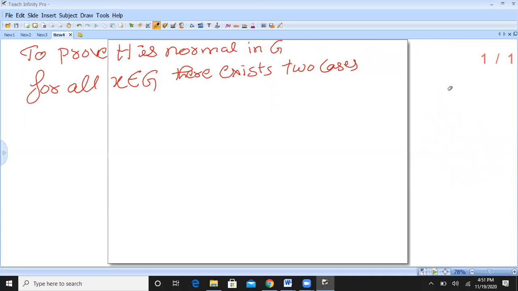So here arise two cases. Case number 1: when X belongs to G and X belongs to H. Anyway, two cases: X belongs to H and X does not belong to H. Therefore, X belongs to H.